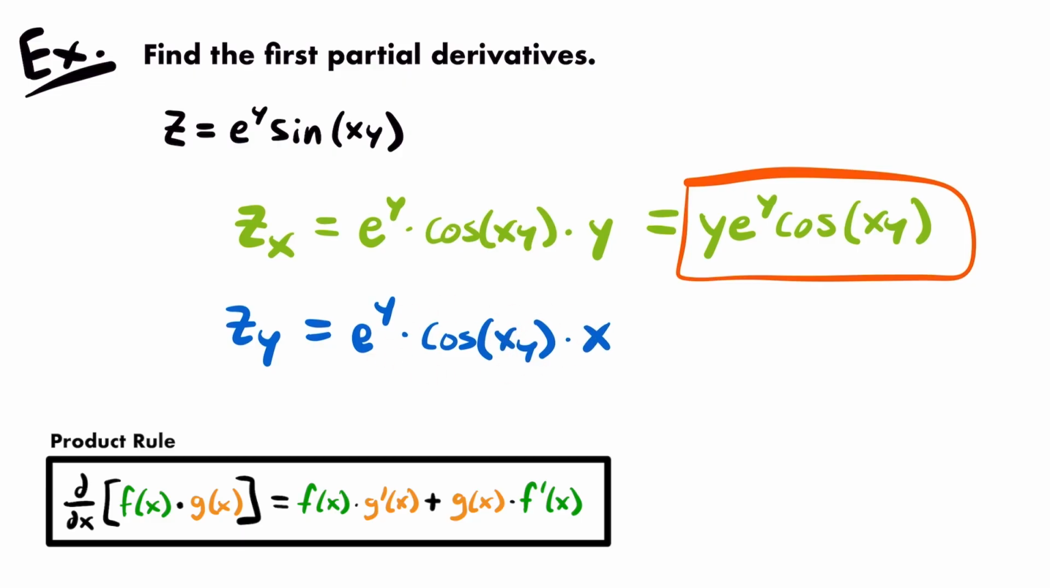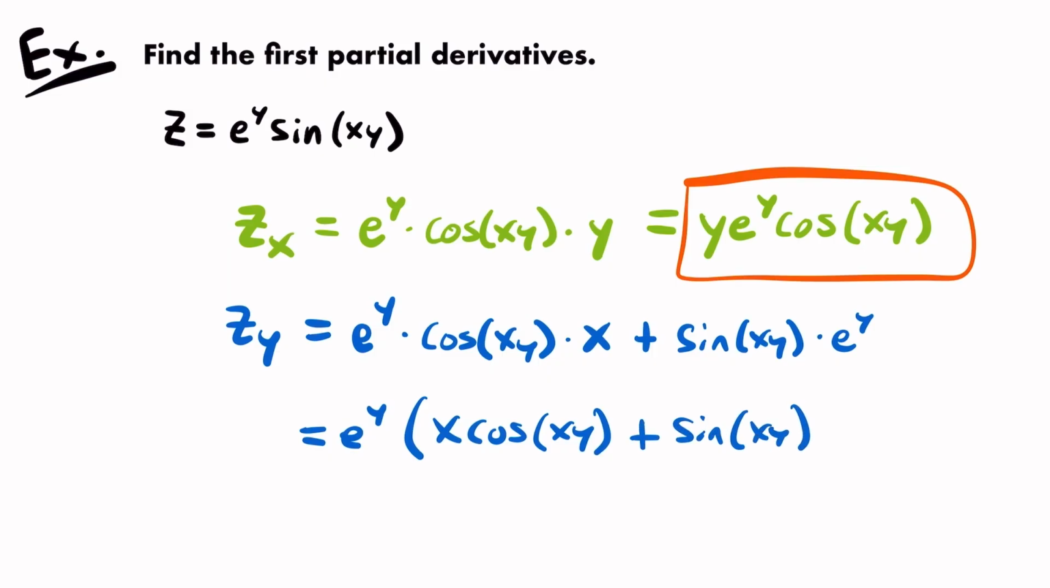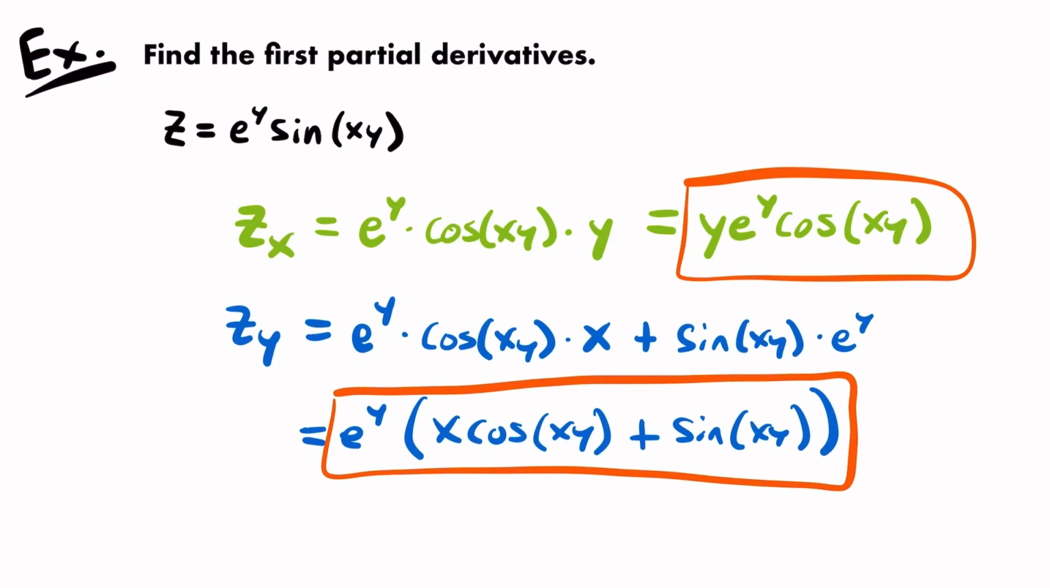That completes the first term of the product rule, but then we want to add that to the second function, sine of xy multiplied by the derivative of the first, which is e to the power of y. The derivative of that is just itself. So we get e to the power of y on the end there. Okay, and so now we can simplify. Notice that both of these terms have a common factor of e to the power of y. We can pull that out, and our final answer would be e to the power of y times x times cosine of xy plus sine of xy. That is the partial derivative with respect to y for this multivariable function.